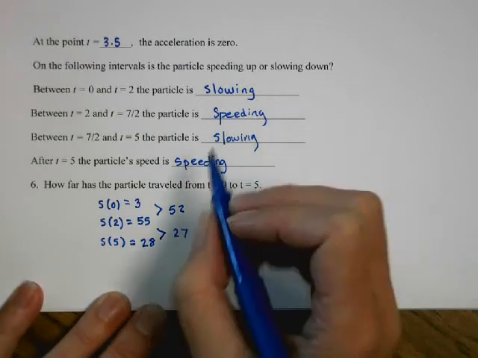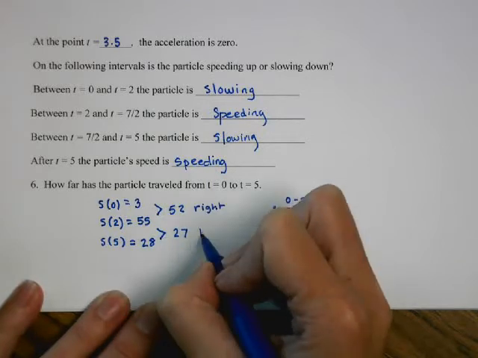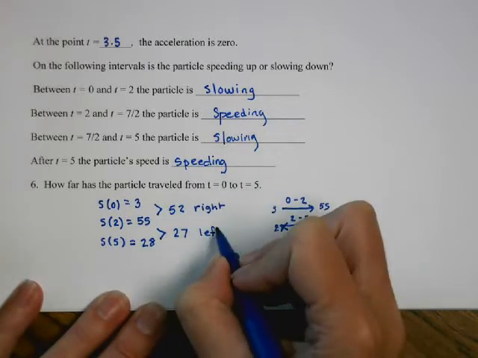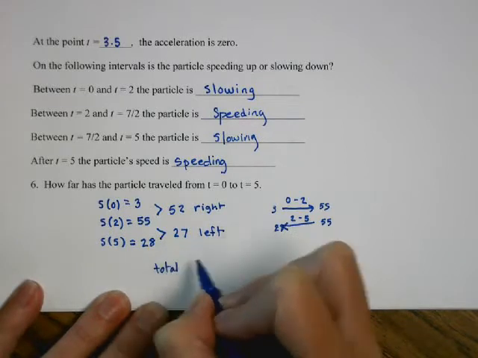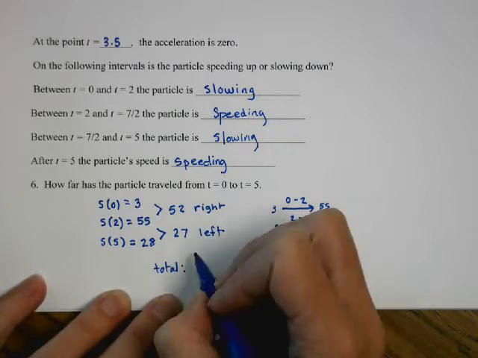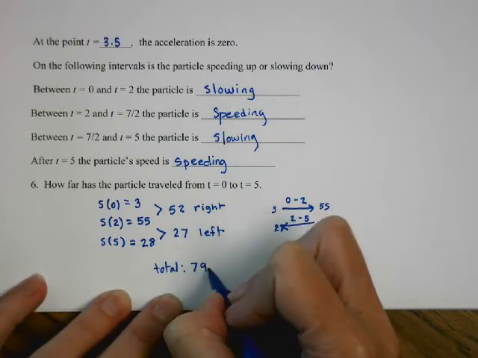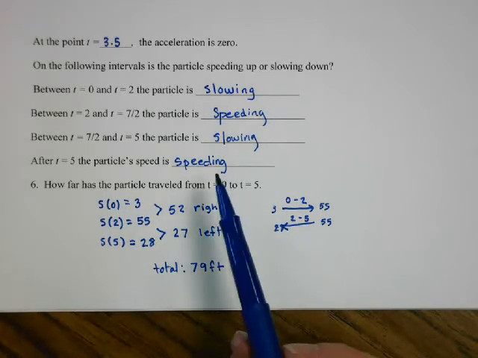So it moved 52 units to the right. It moved 27 units left, or feet, I guess in this case. So the total is going to be the sum of those. The sum of 52 and 27 is 79 feet that this particle moved between 0 and 5.